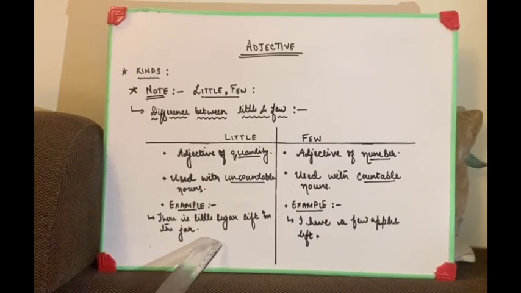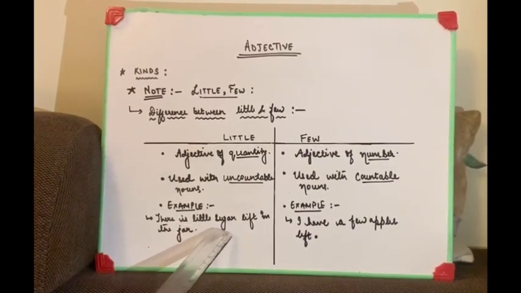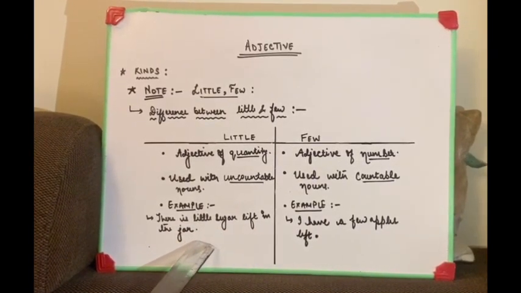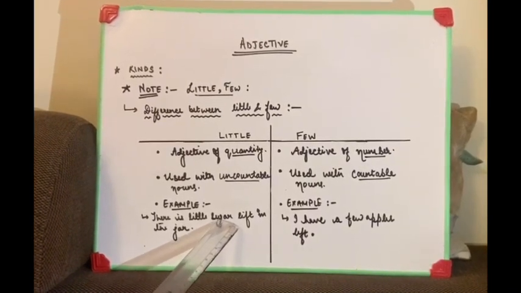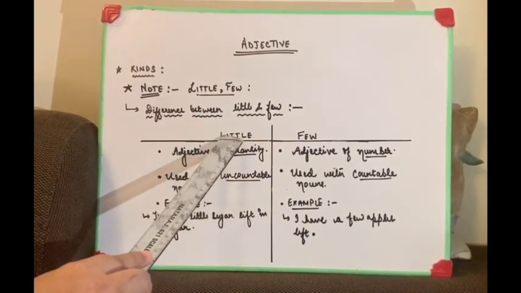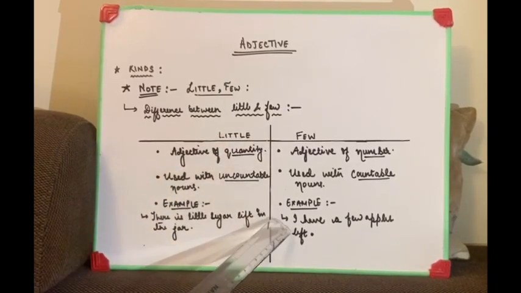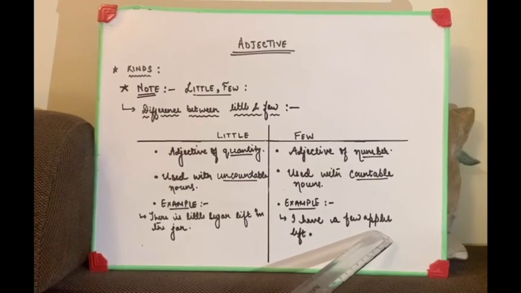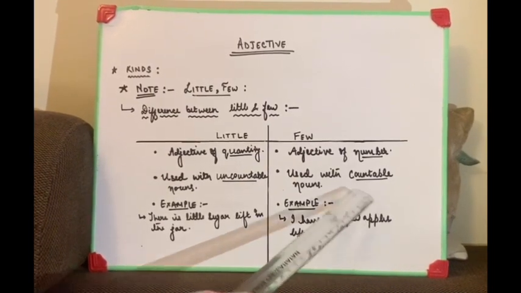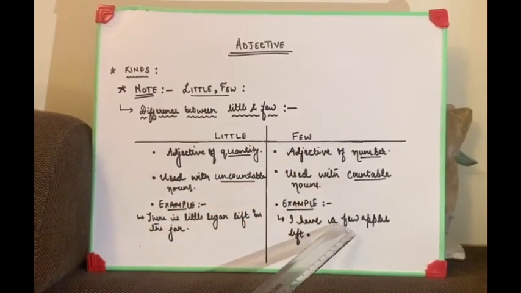Let's see the example. There is little sugar left in the jar. Here, the noun sugar is uncountable. We cannot count it. So, we are using the adjective little. The next one, I have few apples left. Here, apples is the noun which is countable and here we are using the adjective few.